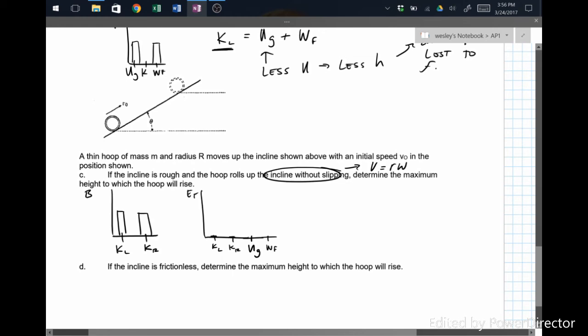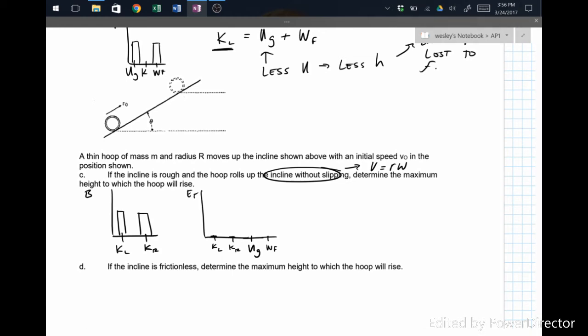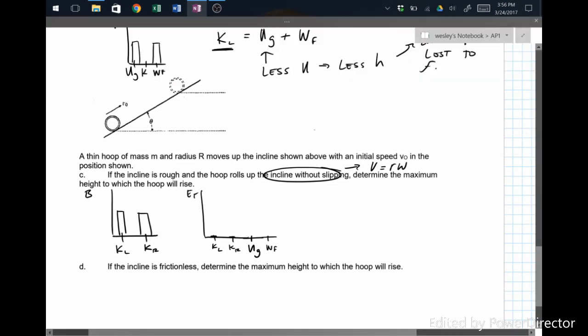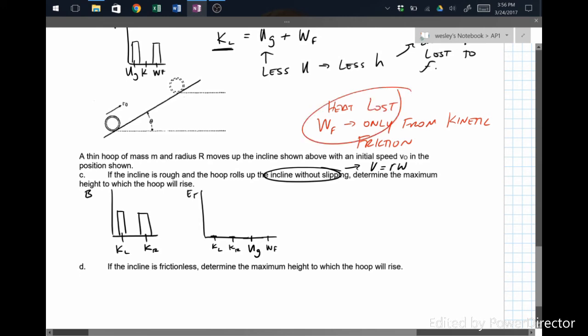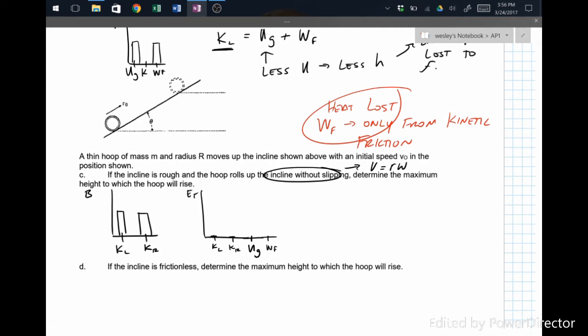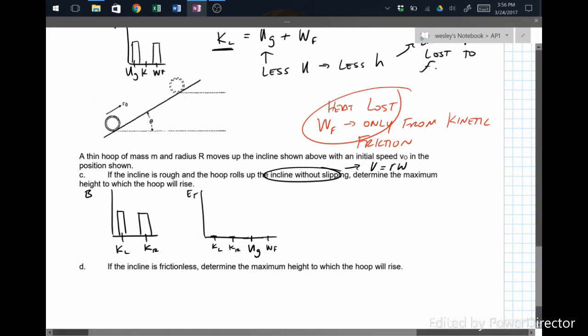The reason I'm not going to have any work done by friction in this case is because I only get heat lost to friction, I only get this work done by friction, from kinetic or sliding friction. If it's rough and we roll without slipping, then there is no work done by friction that's taking away the energy from my system. So at the end here, all of my energy is gravitational potential energy.